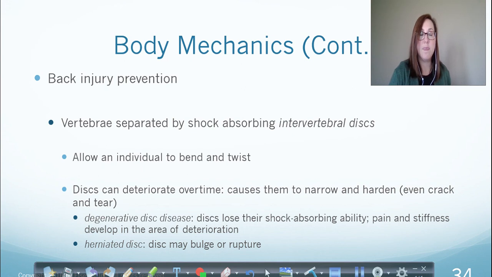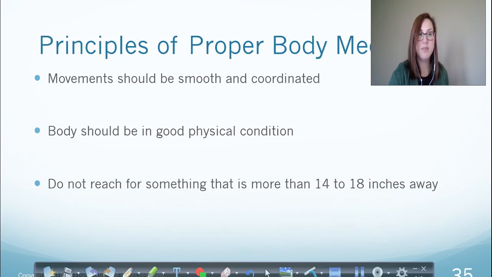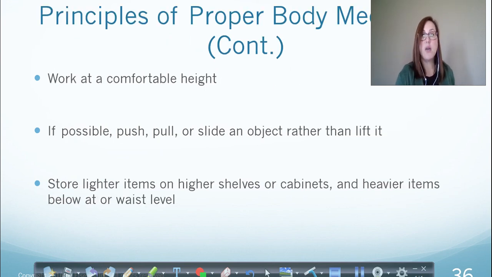The discs themselves can bulge out from between the vertebrae, so that shock-absorbing disc can come between the bones, or the vertebrae, in the back, and they can also rupture. Very painful. So when you're using good body mechanics, your movements should be smooth and coordinated. Your body should be in good physical condition, and you should not reach for something that is more than 14 to 18 inches away. Work at a comfortable height if possible, and push, pull, or slide an object rather than lift it.